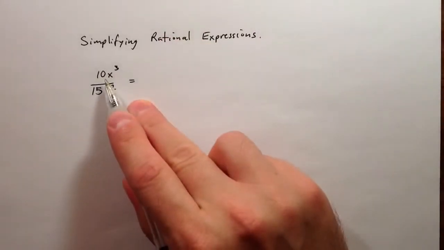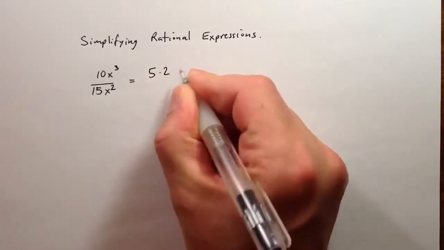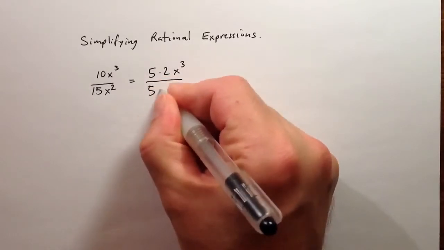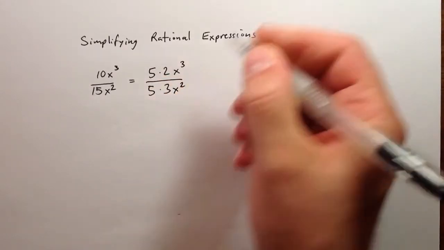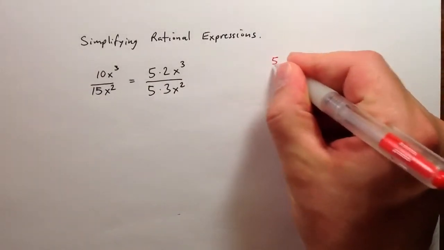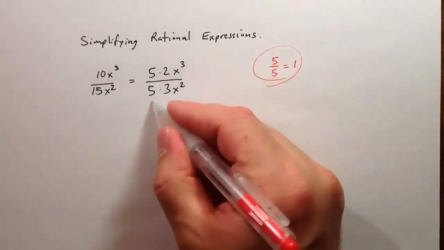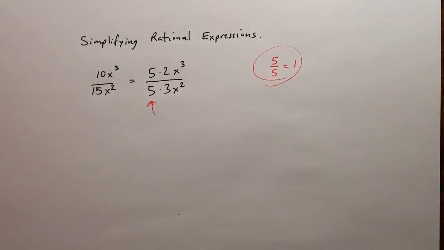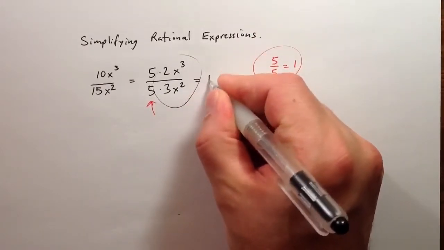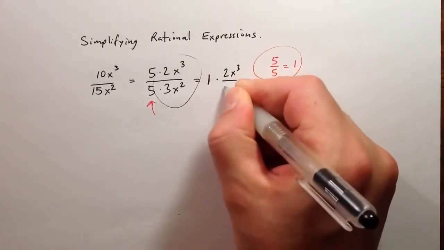So if we look at this expression for a moment, we can see that 10 and 15 have a common factor of 5. 10 is 5 times 2, and 15 is 5 times 3. And so if you think about it for a moment, 5 divided by 5 is just equal to 1. So essentially what we have here is just 1 times the rest of the expression, 2x cubed divided by 3x squared.